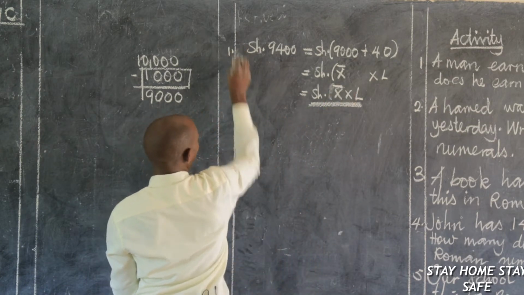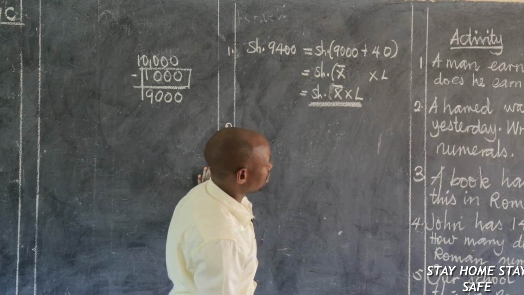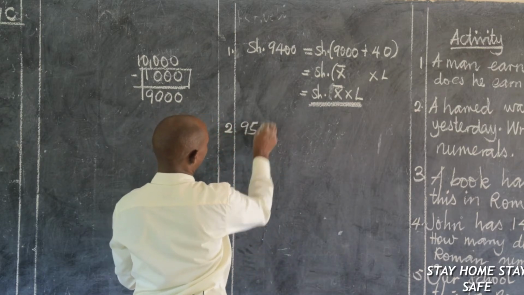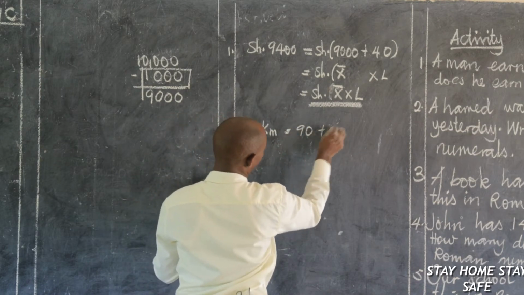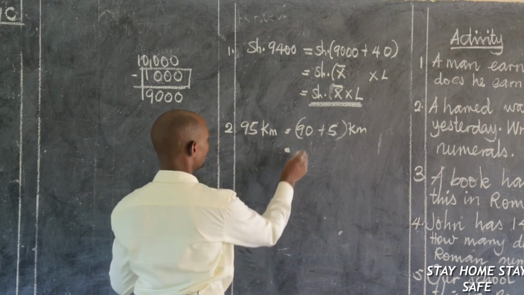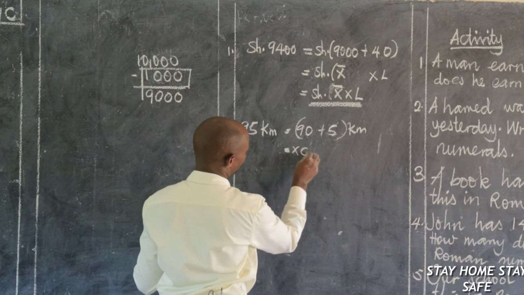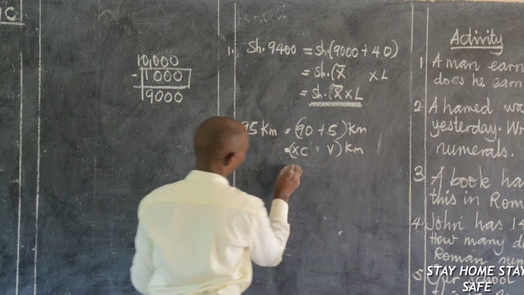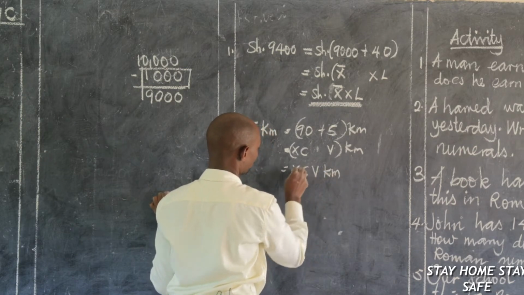Number 2, Ahmed walked 95 kilometers to his school yesterday. Write this in Roman numerals. So we get 95 kilometers, which is going to give you 90 plus 5. And how do we write 90? It is 100 minus 10, so X then C. And this one is V. So we bring it together. This one is going to give you XCV kilometers.